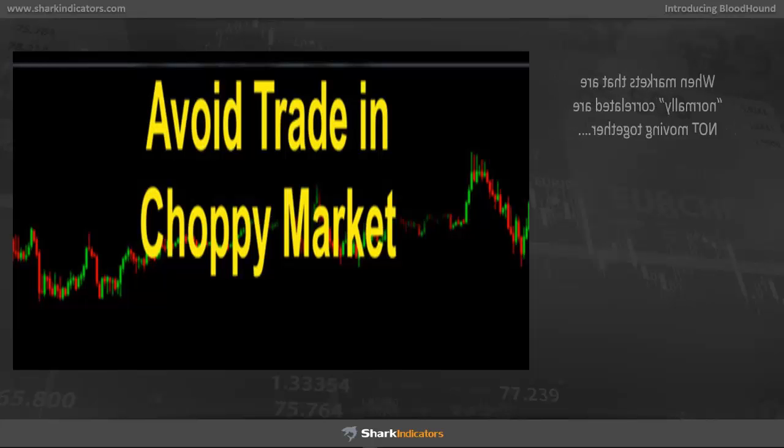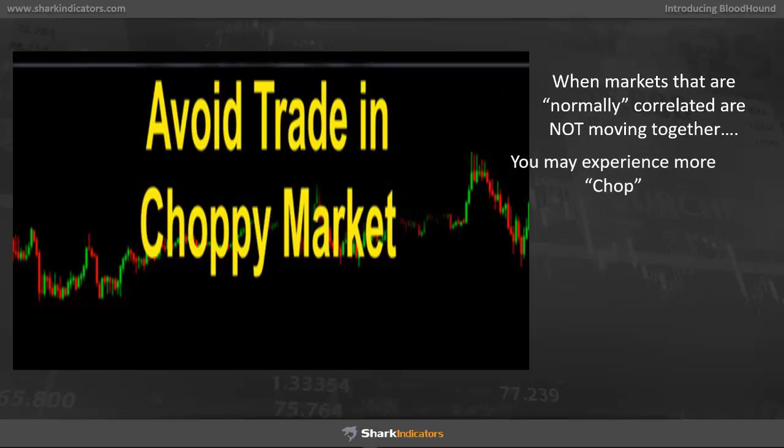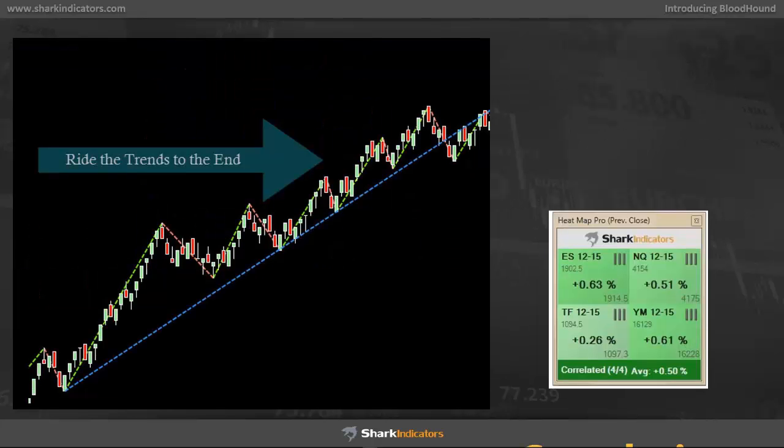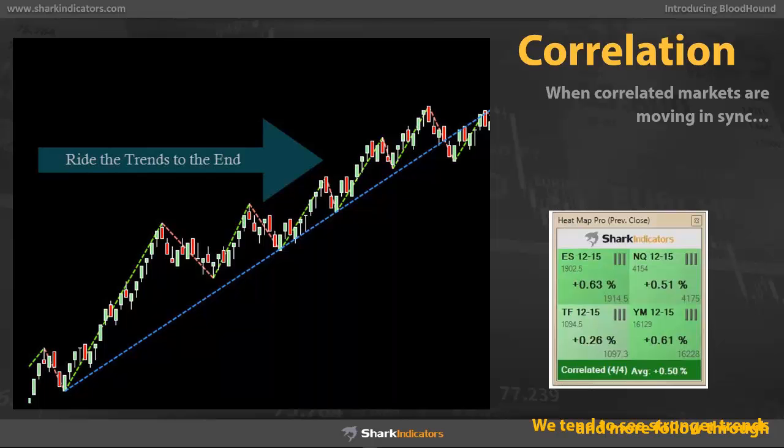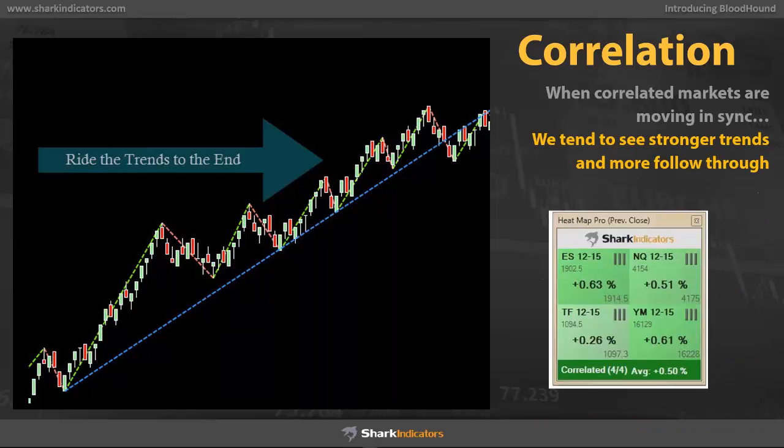So when the markets that are normally correlated are not moving together in sync, you will normally experience a lot more chop. So when there is a nice trend, wouldn't it be nice to know that you've got a strong trend on your hands and you'd like to catch that trend on your trade signal, no matter what it may be, and ride the trend to the end? Back to correlation. When the correlated markets are moving in sync, we tend to see those stronger trends and more follow through.